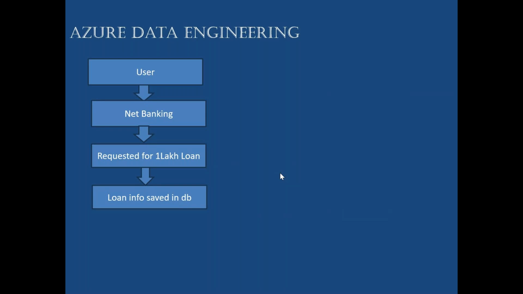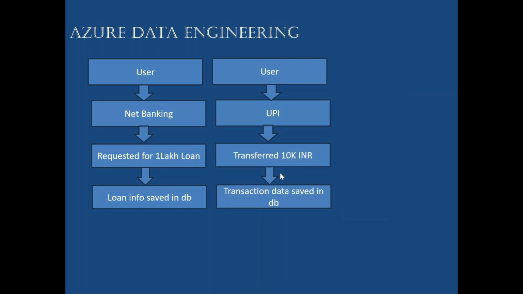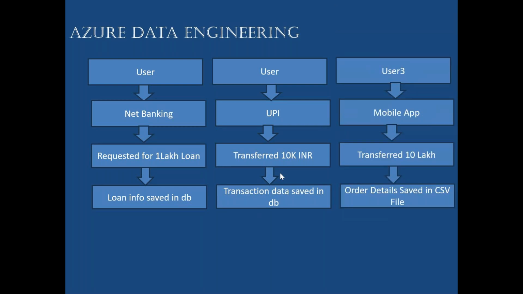So let me take another use case. Just think of, as a user, you are placing a request for a 1 lakh loan from net banking. Another user is making a UPI payment for transferring 10k INR, and another user is using a mobile app for transferring 10 lakhs, with order details saved in a CSV file.